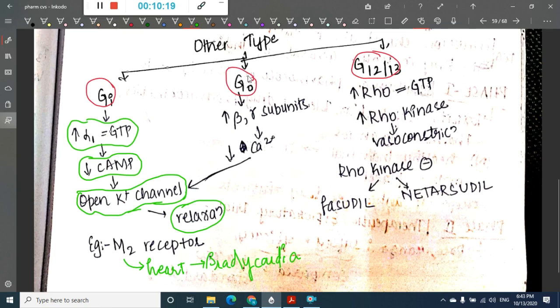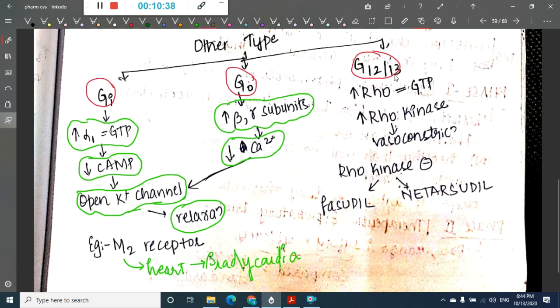Then G0 will increase the beta and gamma subunits. Now because of increased beta and gamma subunits, these will decrease the calcium ions, and thus these will also open the potassium channel, leading to relaxation. Okay, both of them have a similar action.